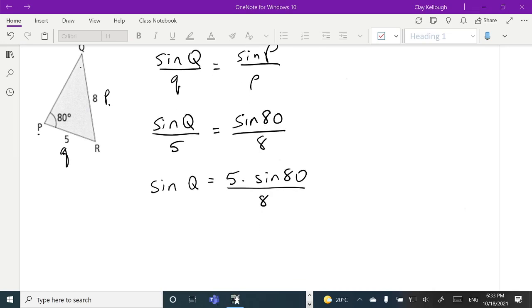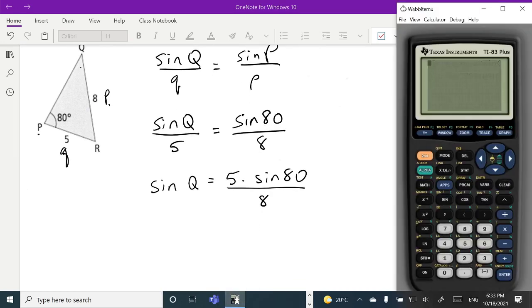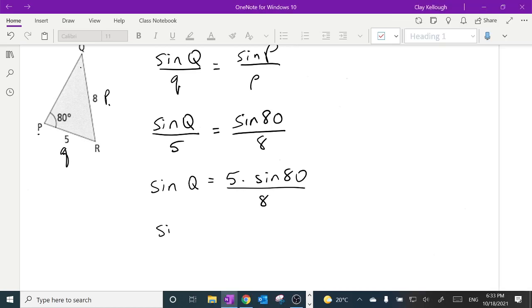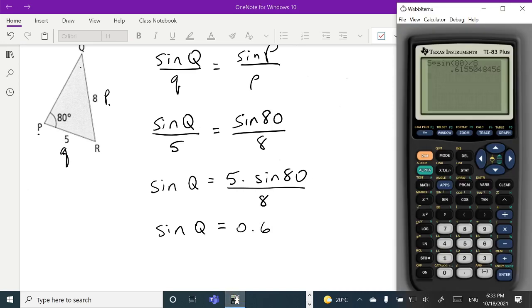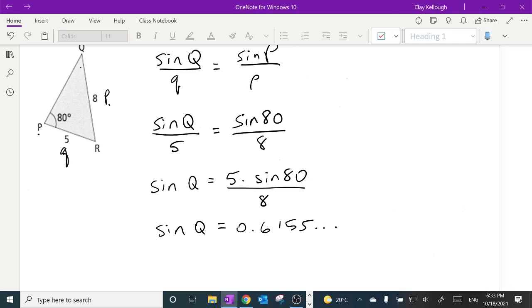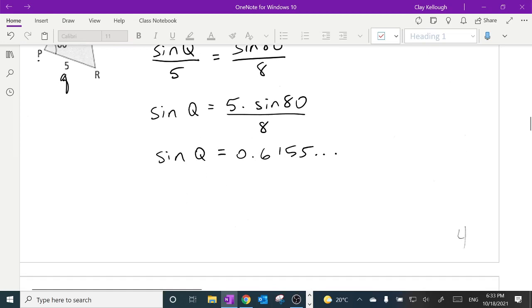Punch buttons. 5 times the sine of 80, close my bracket, divided by 8 equals 0.6155. And again, that's not the angle. That's the opposite over hypotenuse, if it was in a right triangle, of the angle. I know that seems kind of complicated, but that's the way you have to think about it. Or actually you don't have to think about it at all. Once you get used to this, it's actually pretty mechanical. You just remember how to do the steps.